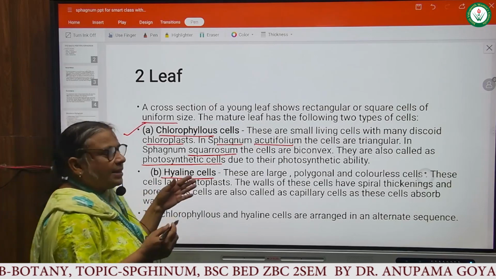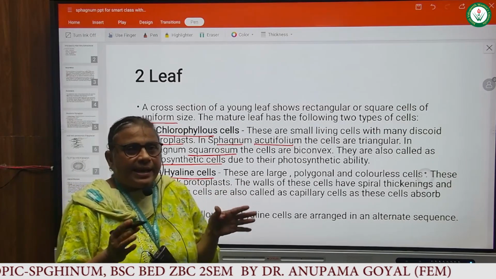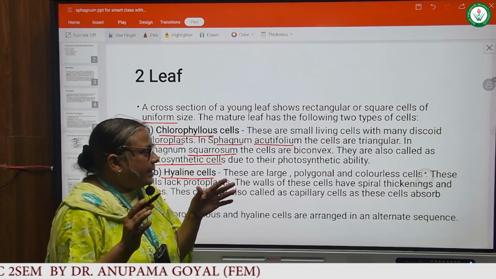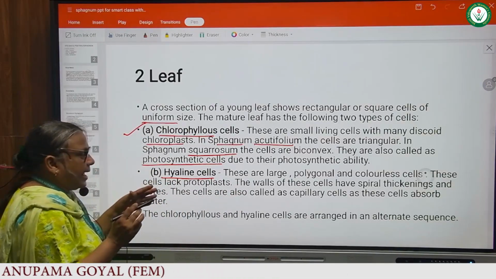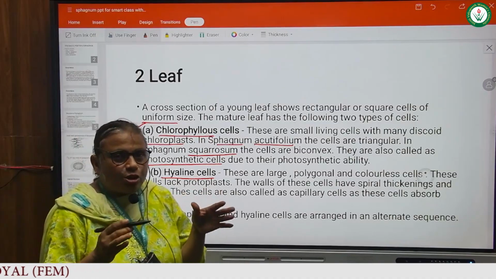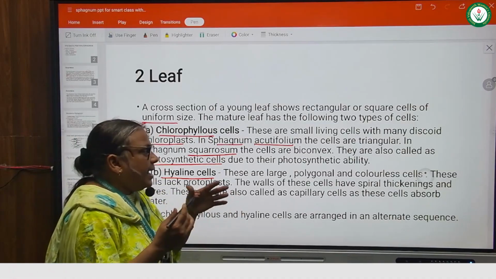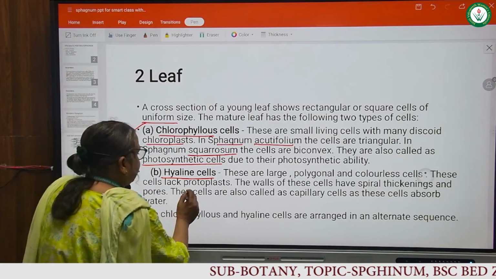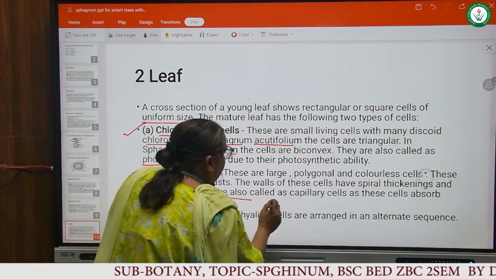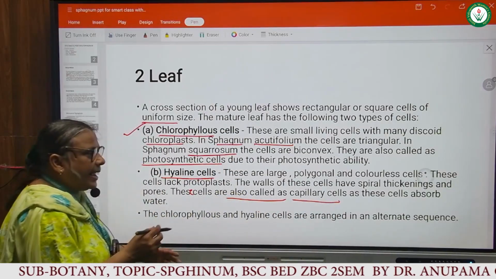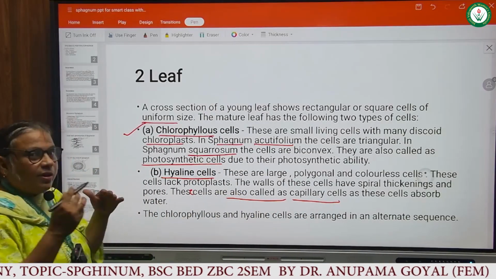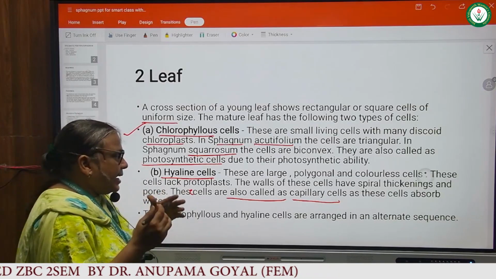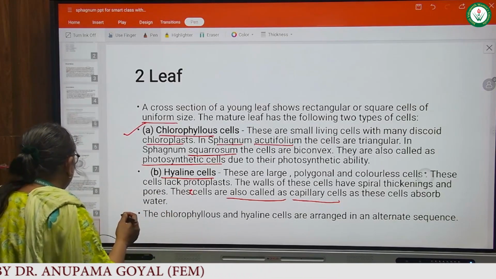Now, what are the hyaline cells? These hyaline cells are large, polygonal and colorless cells. These cells lack protoplast. The walls of these hyaline cells have spiral thickenings and pores. These cells are also called capillary cells, as they absorb water. The chlorophyllous and hyaline cells are arranged in an alternate sequence.